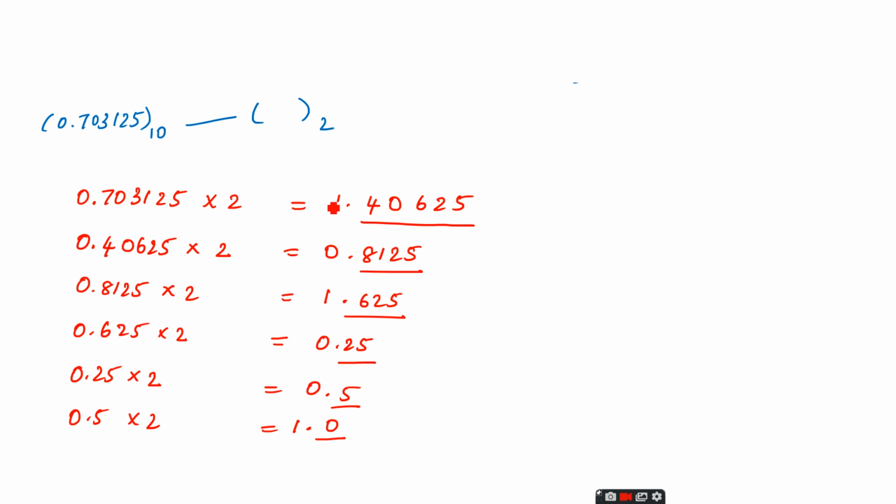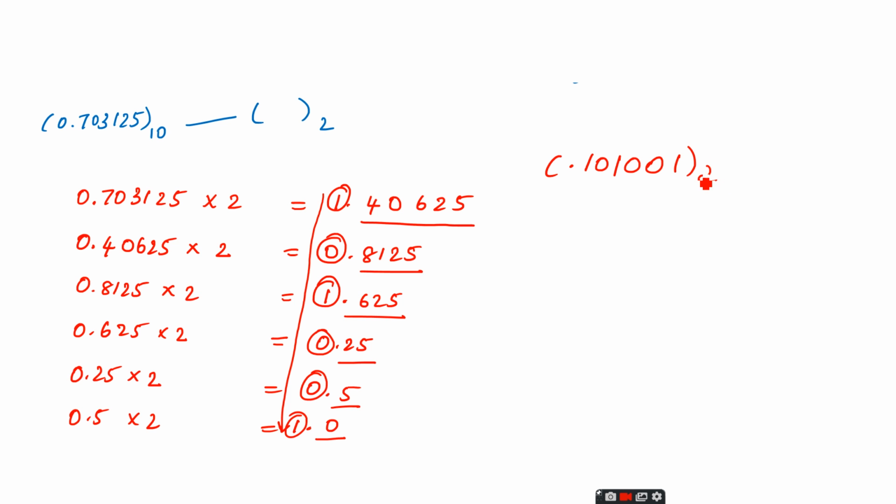So while we are writing the answer, we have to write it from top to bottom. We have to take the values before the decimal part and write the answers from top to bottom. First we'll take 1 and we'll write 0.1. Next we'll take 0. We'll write 0. Next we'll take 1. We'll write 1. Again we'll take 0. We'll write the 0 here. Again we'll take 0. We'll write the 0 here. Then last 1. We'll write 1 here. Then we'll write base 2. So this is the binary equivalent of this decimal fraction.